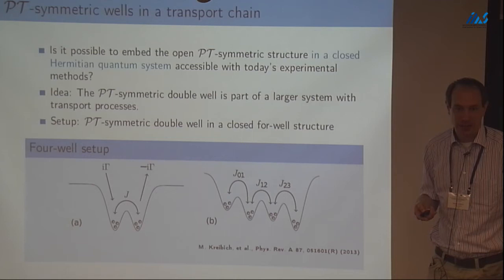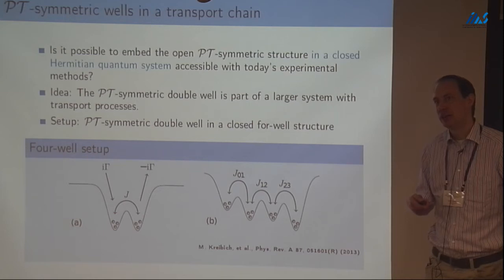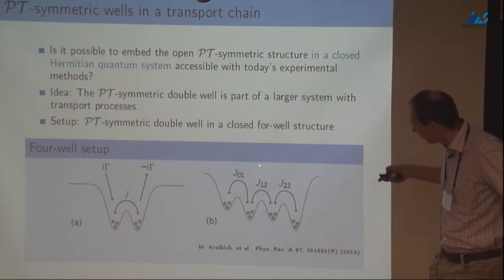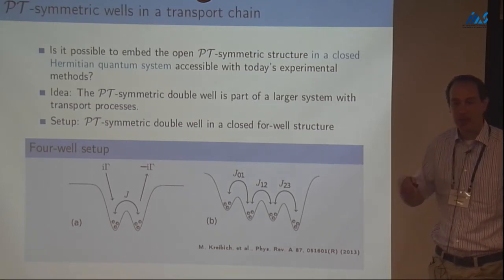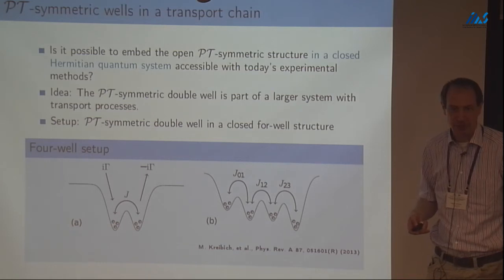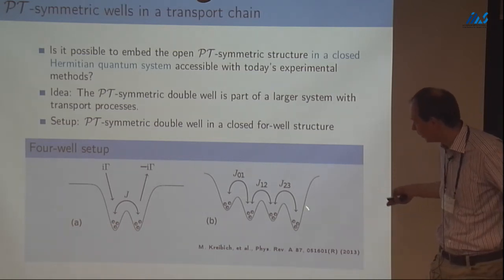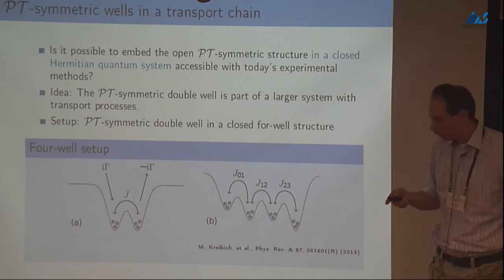But if you start with this normalized wave function and look for the probability amplitudes, which we restrict to this inner well, you can find that the probability amplitude in this inner two-well system stays constant. And this here decreases and this here increases. So this is possible.